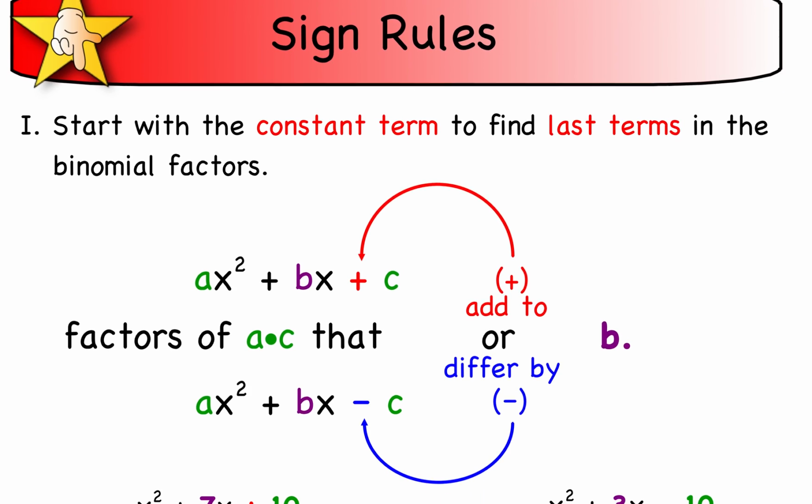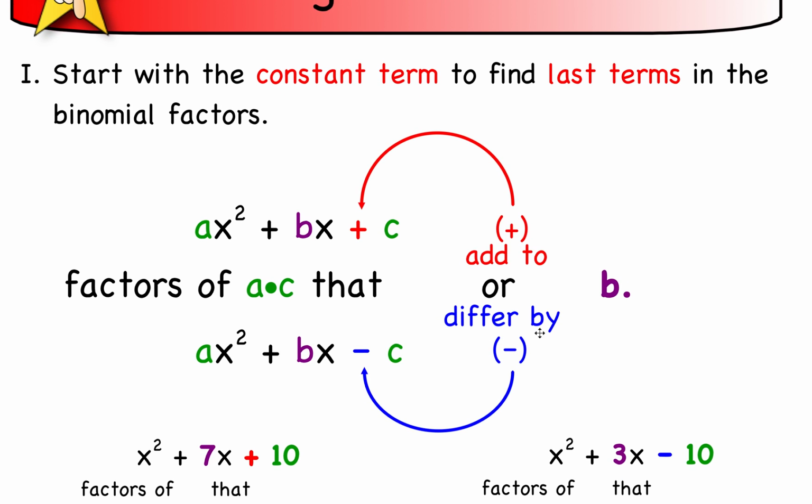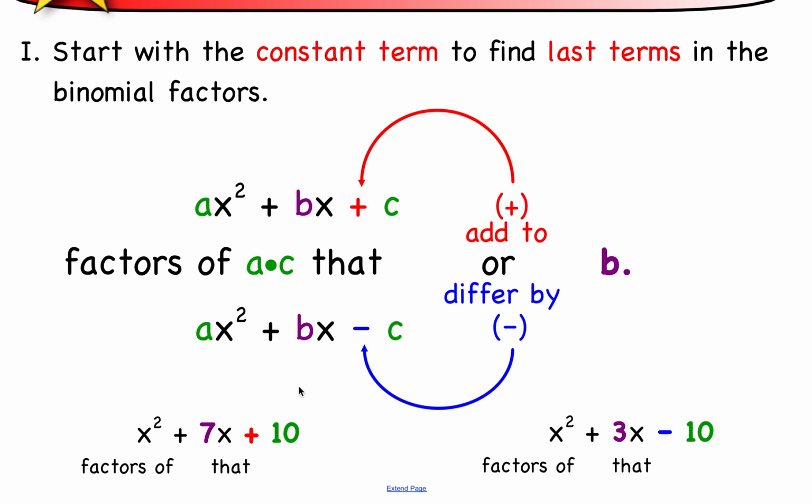So if the sign is a plus, we are going to find factors that add to this middle term. If this sign is a minus, we will find factors that subtract to give us this term. For example, here's a couple of examples down at the bottom. Using the same example I had from the other page, we would want factors of 10 that add to 7. Over on the right-hand side, we would want factors of 10 that differ by 3. Okay?